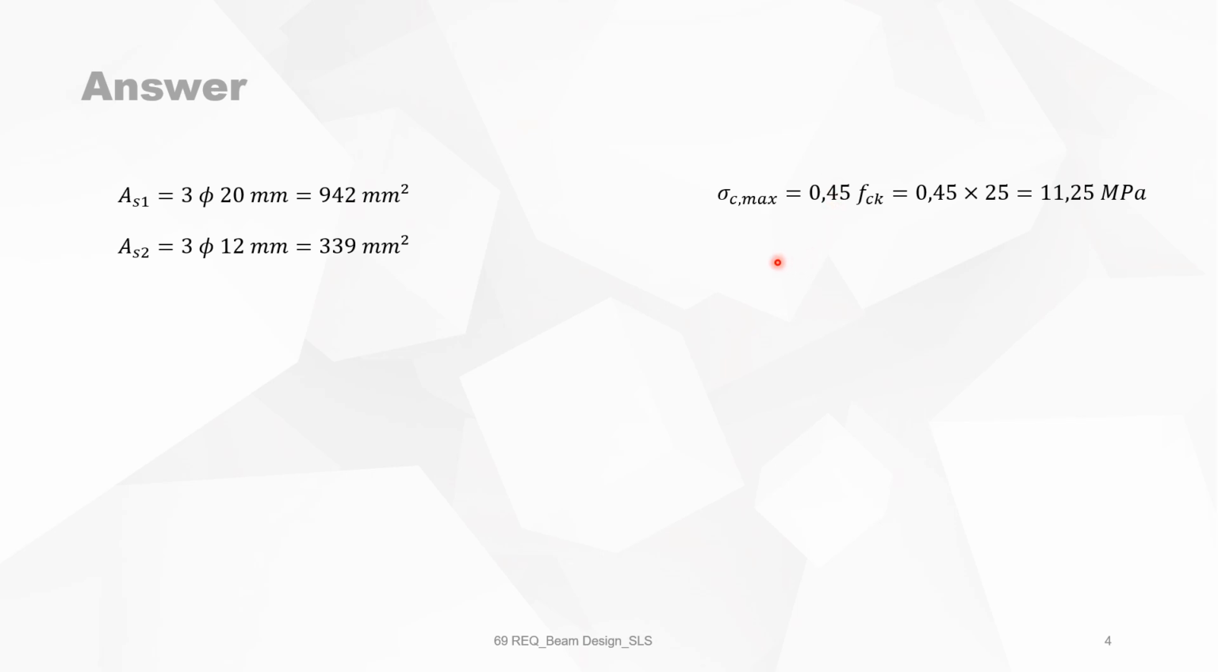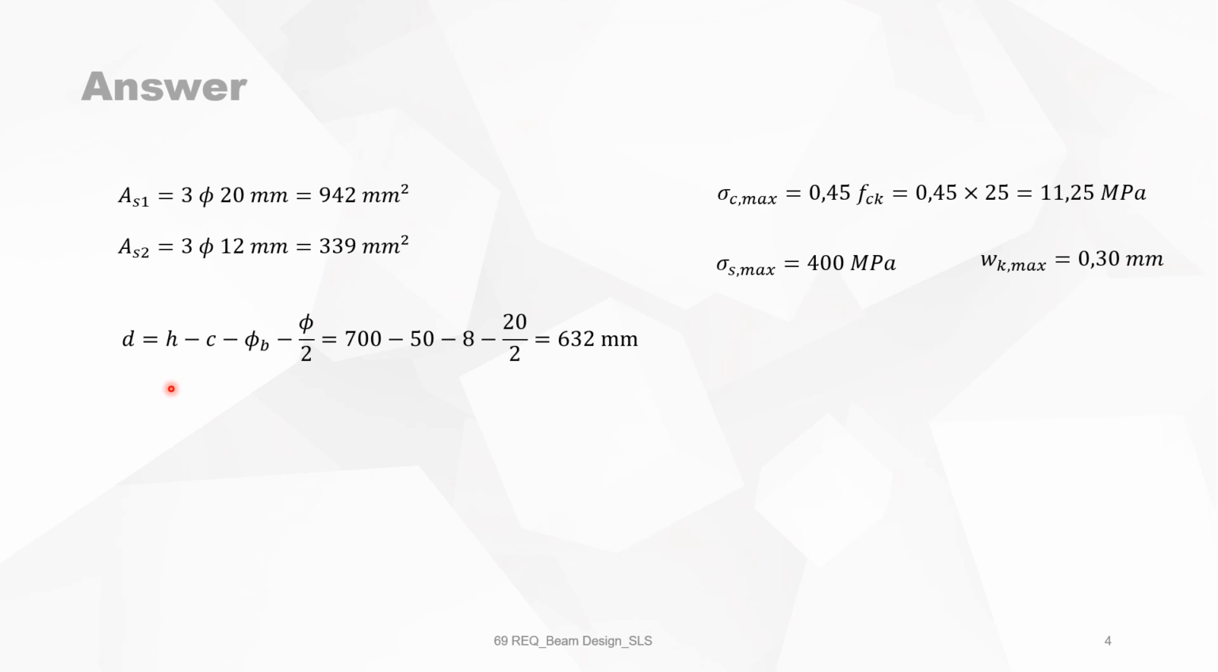The maximum allowable concrete compressive strength in SLS quasi-permanent is 0.45 times the characteristic value, and this comes to 11.25 megapascal. The maximum allowable stress in the reinforcement in SLS quasi-permanent is equal to 0.8 times fyk, which gives you 400 megapascal. The maximum crack width is 0.3 millimeter.